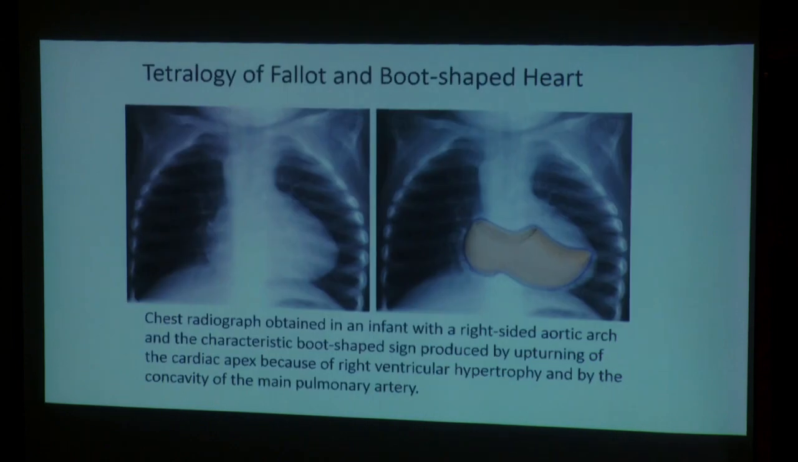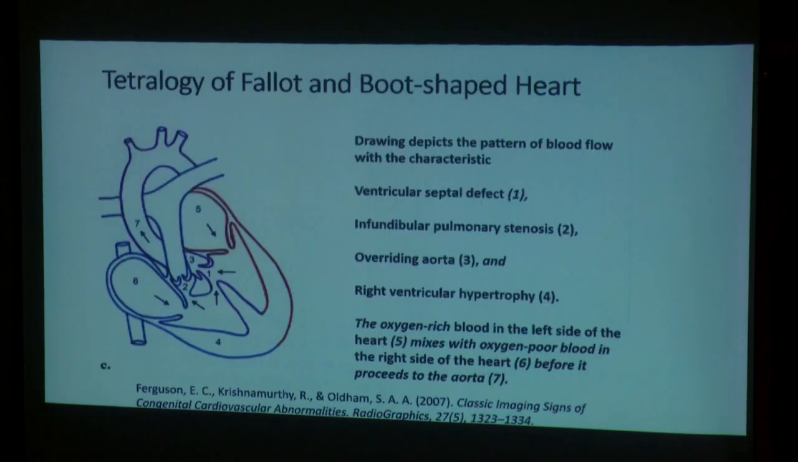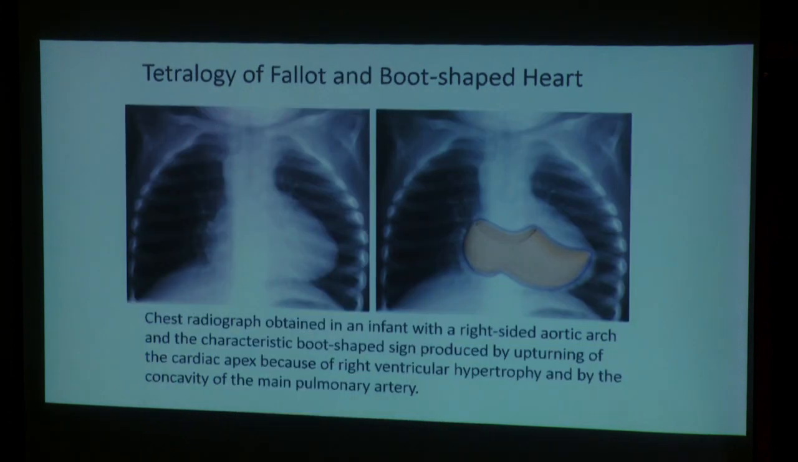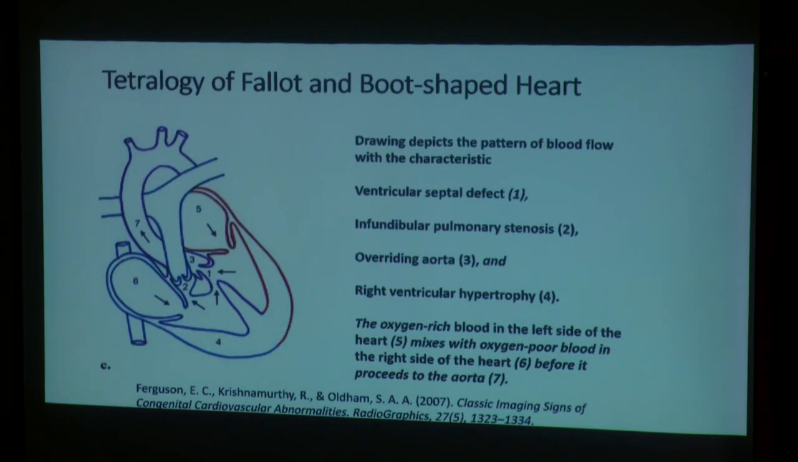Okay, this is a boot-shaped heart. This is a classical boot-shaped heart with a concave pulmonary segment and an upturned cardiac apex. What are the components of a tetralogy of Fallot? You have a VSD, infundibular pulmonary stenosis, overriding aorta, and right ventricular hypertrophy. These are the 4 components of tetralogy.